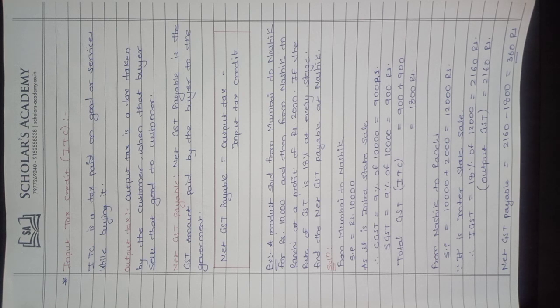Now in this case we can clearly see that while purchasing that article, the buyer has given 1800 rupees as GST, and while selling the same article in Ranchi, he has collected 2,160 rupees as GST. Therefore the difference between these two GSTs, that is 360 rupees, will be given to the government. This is what net GST payable means.